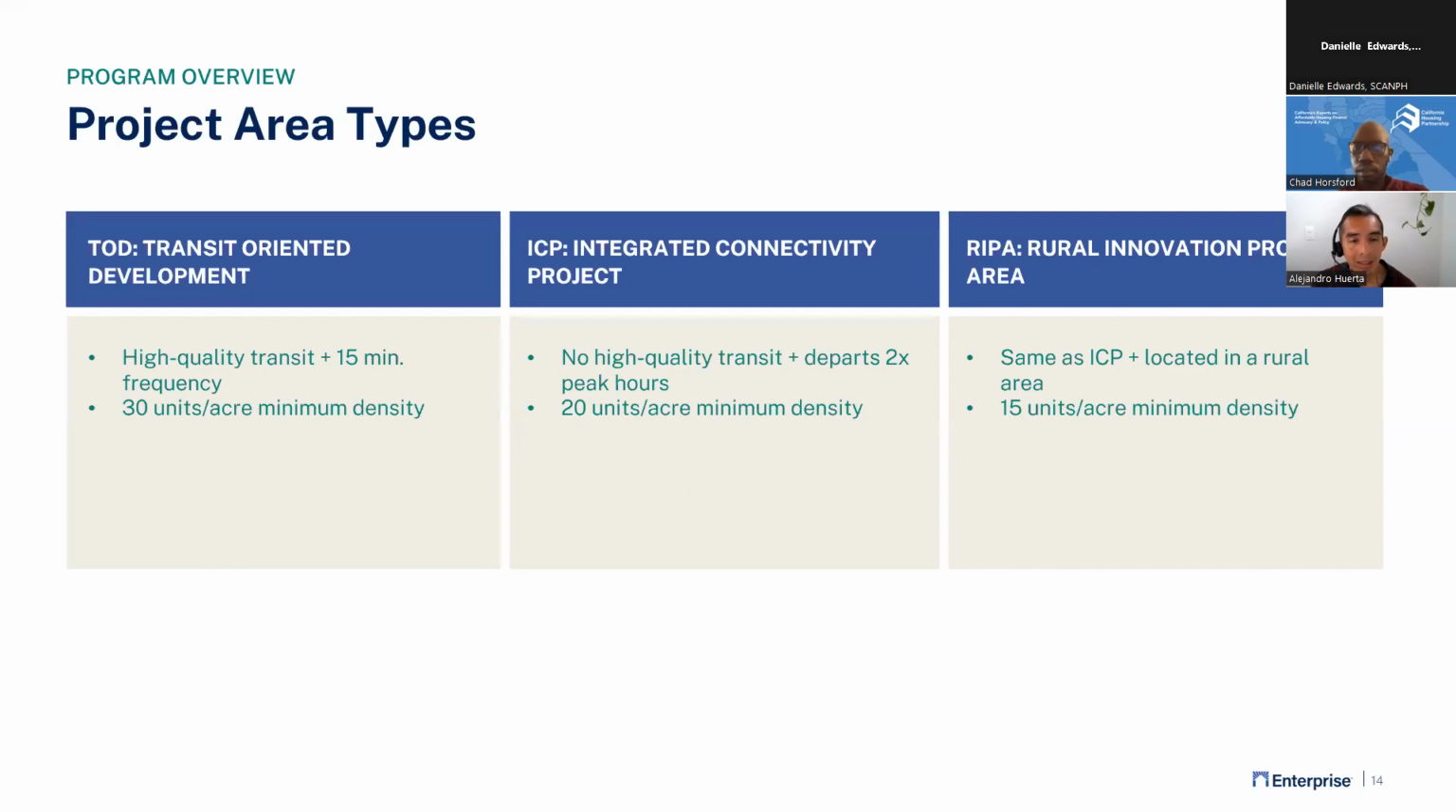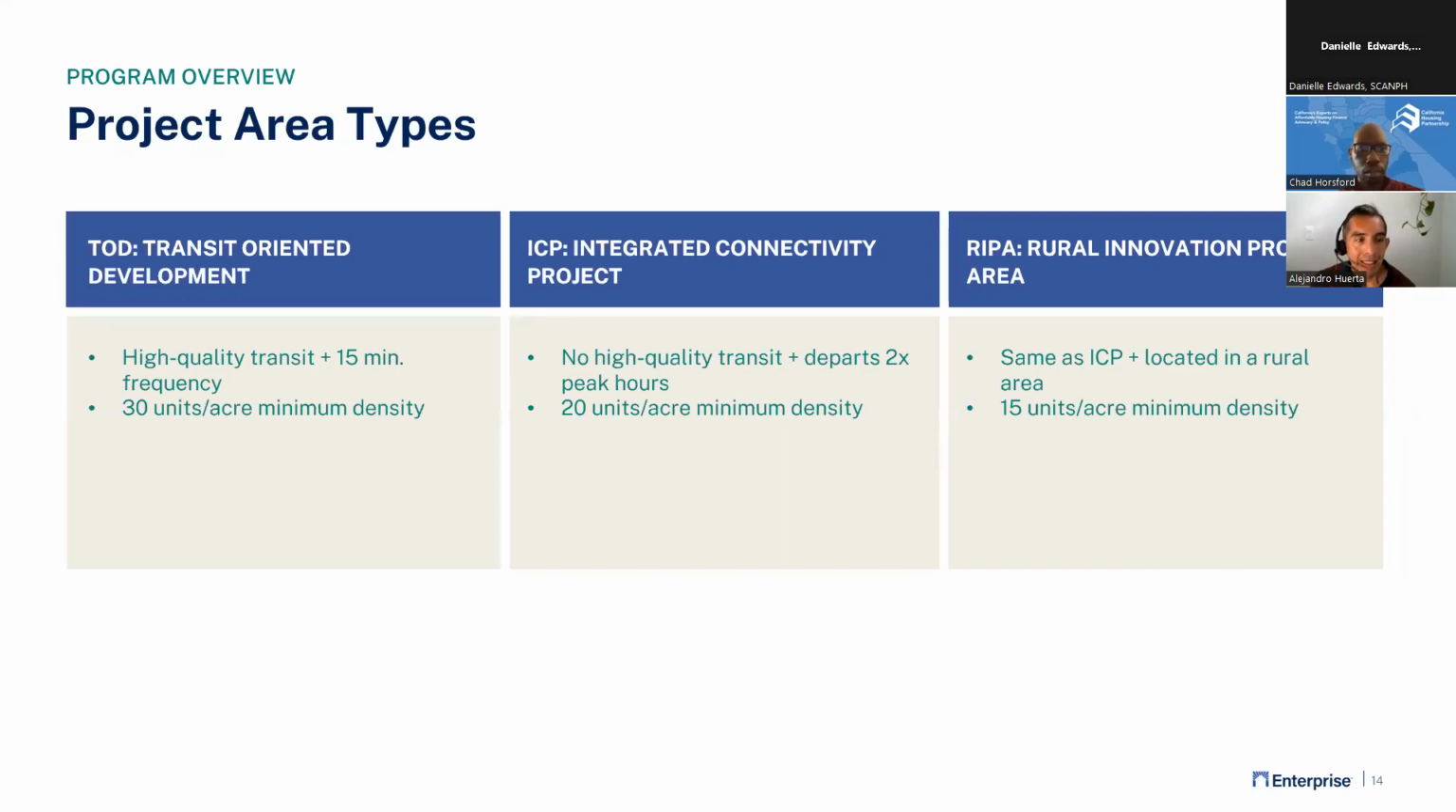So the way I like to think about it is most projects that are near heavy rail or light rail stations, remember it has to be within a half-mile walking distance, fall under the TOD category. And all other projects that are within a half-mile walking distance of any bus stop fall under the ICP category. So that's the first test: you have to make sure that you are within a half-mile walking distance of any of these types of transit. That's how you get into the AHSC pool.